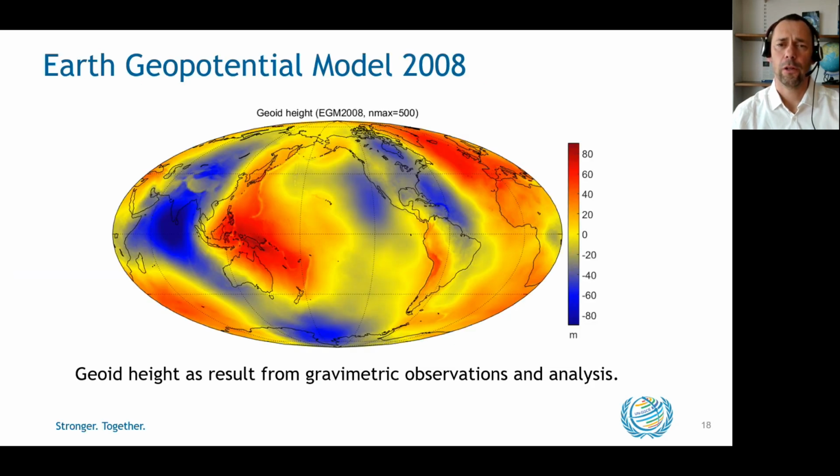A global Earth geopotential model is then the result of the analysis and combination of the collected data from different gravity components and individual missions and campaigns. With this model, we obtain the numerical basis for the zero surface to measure the physical height. The figure displays one of such models, the Earth geopotential model from 2008.